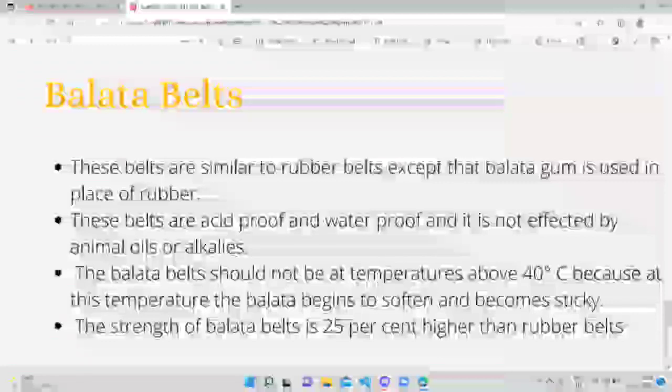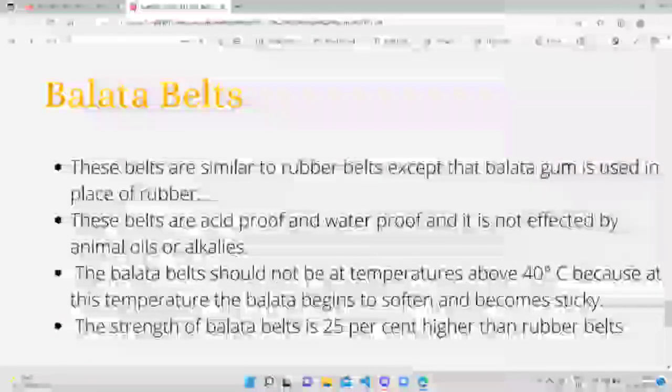The balata belts should not be exposed to temperatures higher than 40 degrees Celsius. They cannot withstand high temperatures because at this temperature the balata begins to soften and become sticky. When the belts become sticky, we can't drive the gears right. The strength of balata belts, when not exposed to 40-degree temperature, is 25% higher than rubber belts. So it is advisable to use balata belts in place of rubber belts.